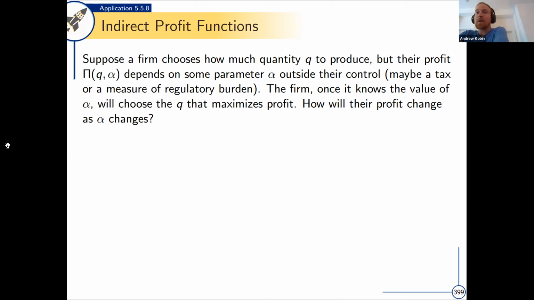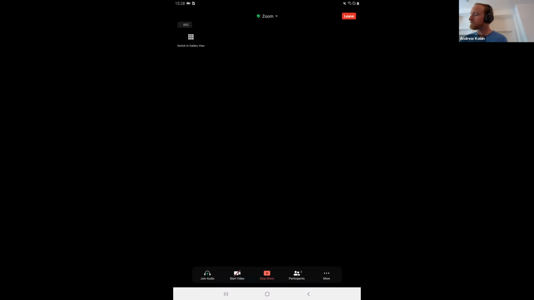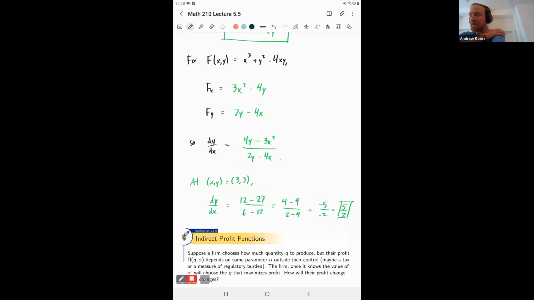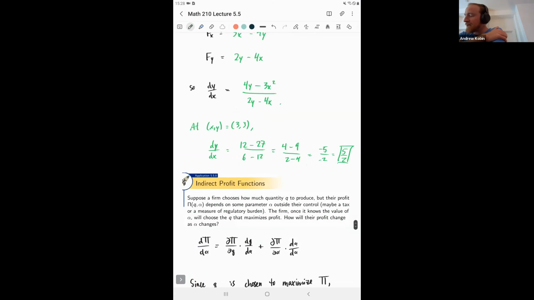And we want to ask, how will their profit change as alpha changes? Explicitly, what is the rate of change of pi with respect to alpha? We can use the chain rule to evaluate this, and let's do so. So the chain rule for the pi function says that d pi d alpha, there's a lot of Greek letters here, but just go with me.